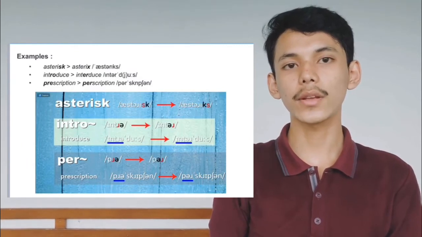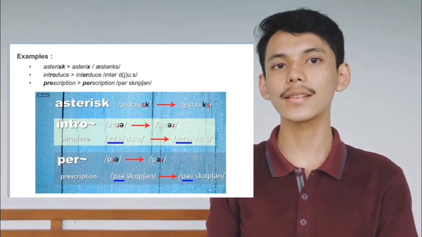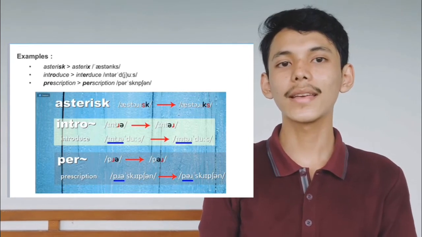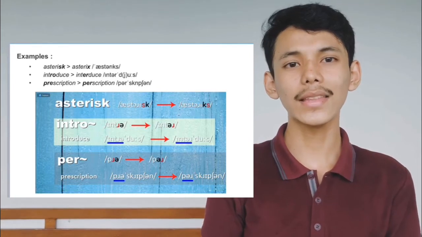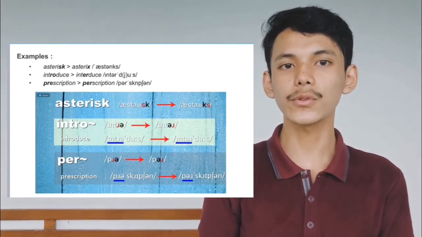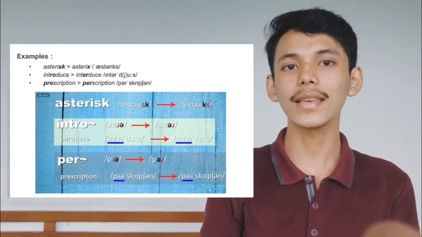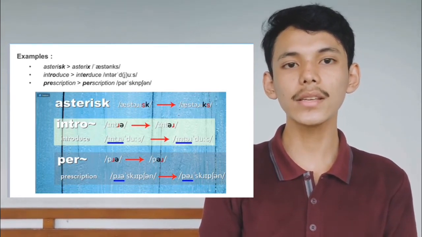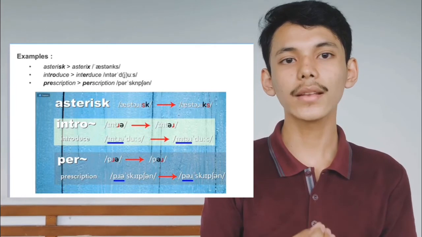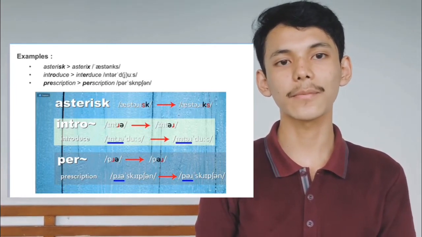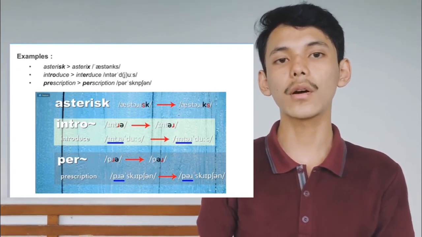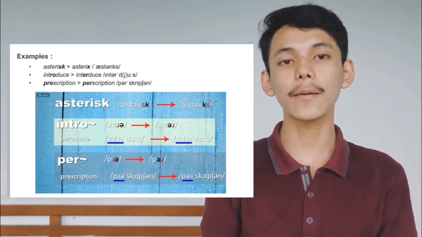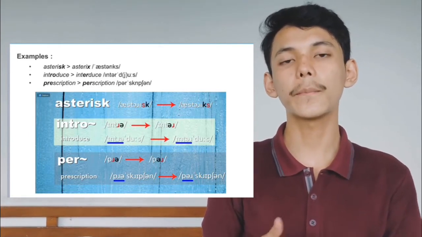Another example from English is the word asterisk. Some people pronounce it as "asterix". Another one, the prefix inter or intra, is often pronounced like "intre". For example, introduce is sometimes pronounced as "interduce", so you can see that the R sound and the vowel have become reversed. Another one, the prefix pre or pro is often pronounced like per. For example, prosecution becomes "persecution".